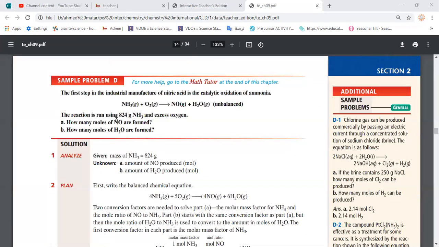He says that ammonia, NH3, reacts with oxygen to produce nitrogen oxide and water. So this chemical equation is not balanced. The first step that we should do is balance the chemical equation. Who can balance this chemical equation, guys? We have talked about balancing chemical equations for more than 4 sessions. Suppose that everyone knows how to balance a chemical equation.